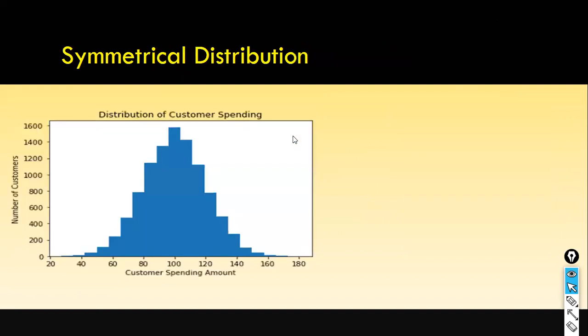So the next one is another example, the distribution of customer spending amount. There is a column called customer spending amount. Can someone tell me, is this a normal distribution or a skewed distribution?